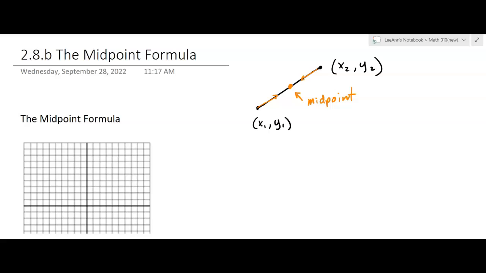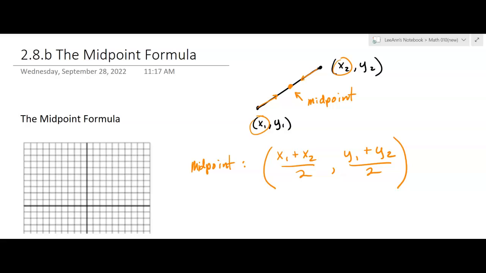Well, the way you're going to do that, there's a formula for it. It's called the midpoint formula. And the midpoint formula says this. I don't know that we have specific notation for midpoint, but it's equal to the average of the x values and then the average of the y values. So that probably makes some sense. You take the 2 x values, add them together, and divide by 2. That'll get you halfway in between the x values. And then the same thing with the y's.